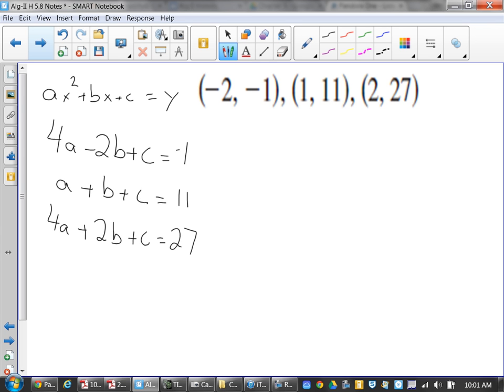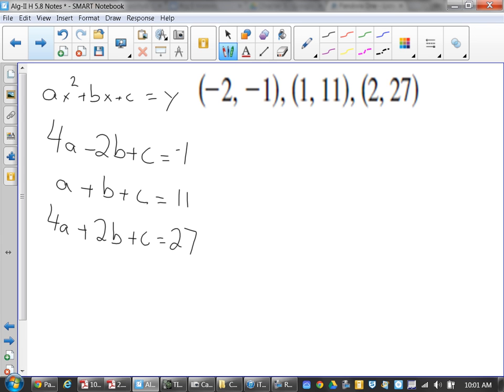Wait, could you also multiply the first one by negative and then get rid of both the 4a and the c? Yes, you can do that as well. That should probably be quicker. Maybe. Here's what Phoebe was saying.